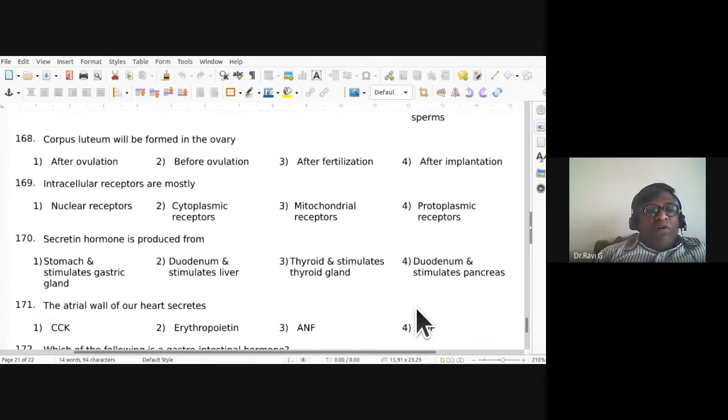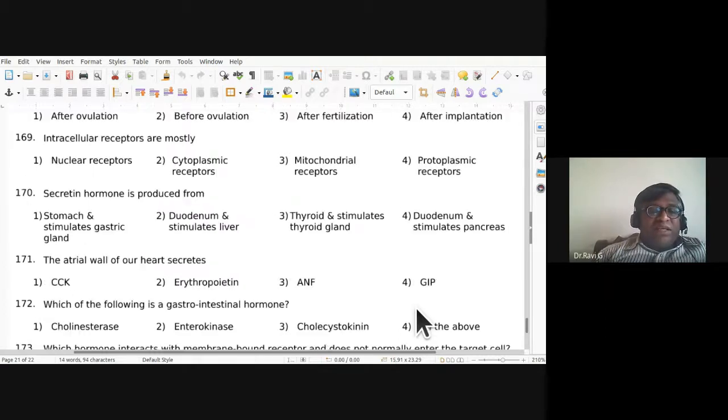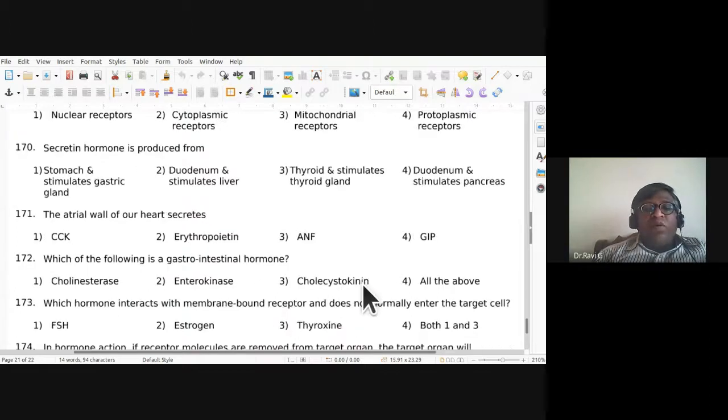The atrial wall of our heart secretes atrial natriuretic factor. So third one, 171, C. 172nd, which of the following is a gastrointestinal hormone? Cholecystokinin. Cholecystokinin is the gastrointestinal hormone.